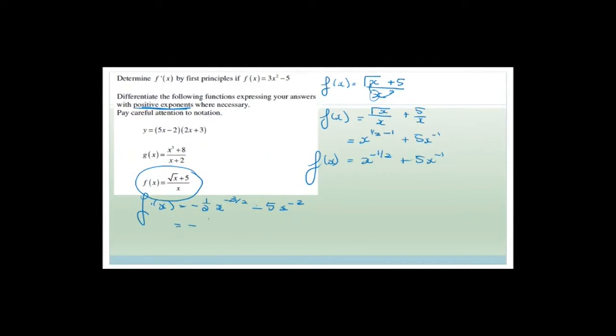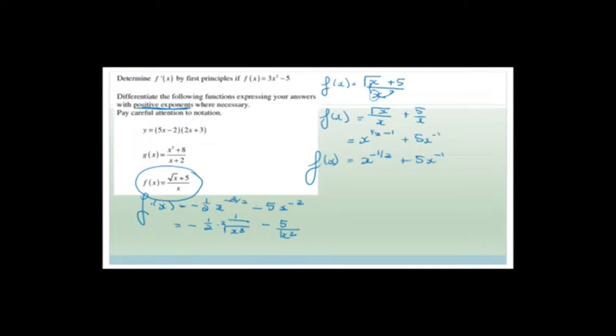So what does it become? It becomes minus a half times by x. Oh, sorry, let's try again. 1 over the square root of x cubed minus 5 over x squared.